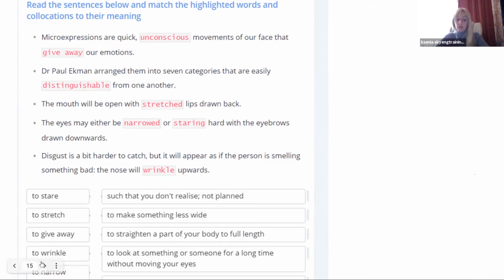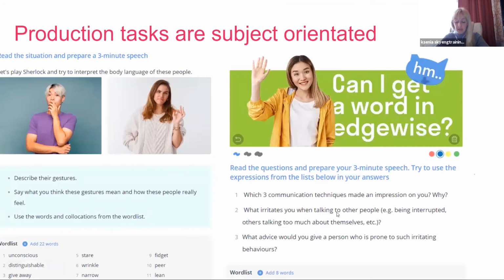And the last stage, the fourth stage of the lesson framework, is the task. As I have already mentioned, in such lessons all four language skills should be combined. But what I would like to highlight is that production tasks should be more subject-oriented. That means that when content is to be focused on, as we have here, some language support can also be required. As you may see from these examples of production tasks from the lessons on emotional intelligence and nonverbal communication.